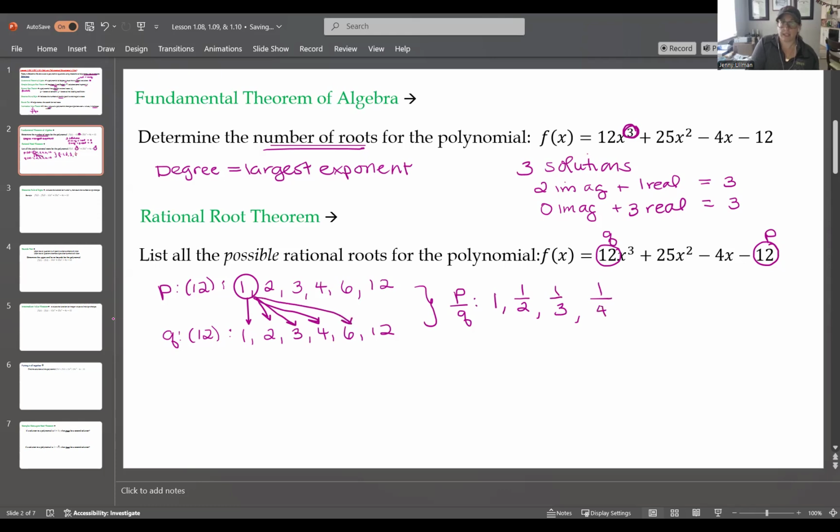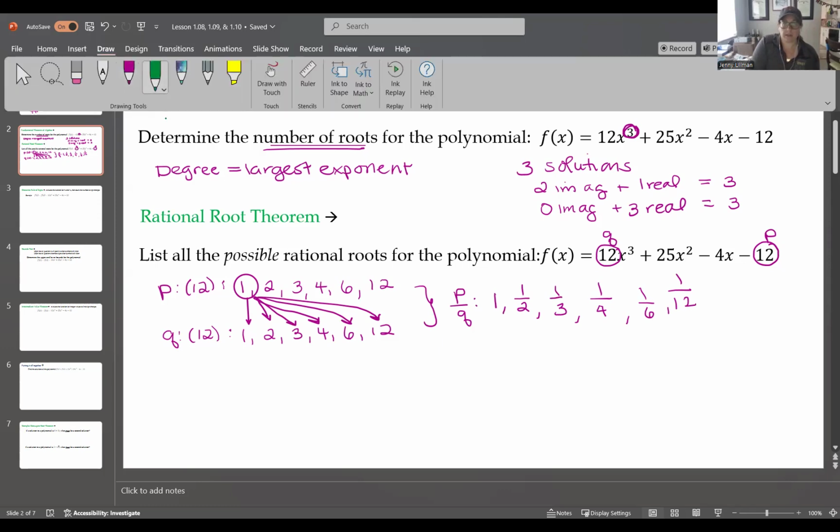And then I've got 6 and 12. So I took P divided by every single number below it. Then I do that again with the next one. So it's a big list. Okay, so I will switch colors so we can see that it's a different one.